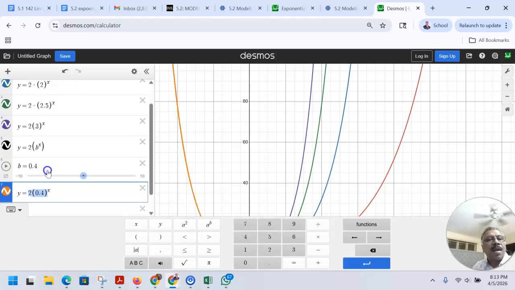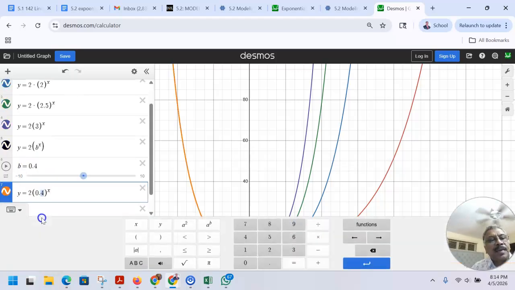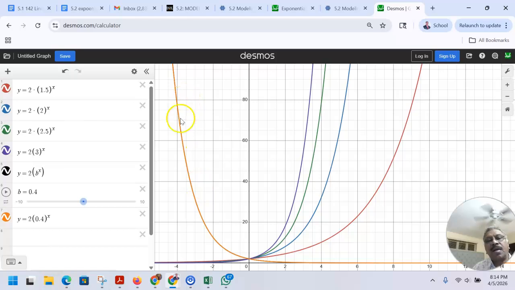Here, 2 times 0.5 raised to x. So what did we learn here: when this base b is a fraction between 0 and 1, then the graph is a decay. This is called exponential decay. If I change this slider and make it 0.3, then 0.2, it becomes steeper. So the main idea is this is called exponential decay when the base is a fraction.